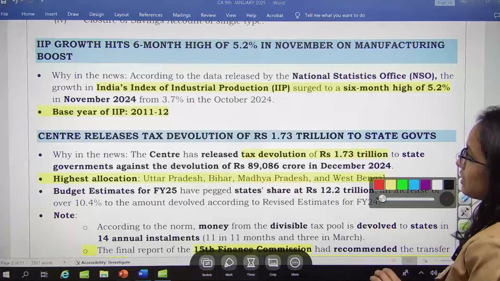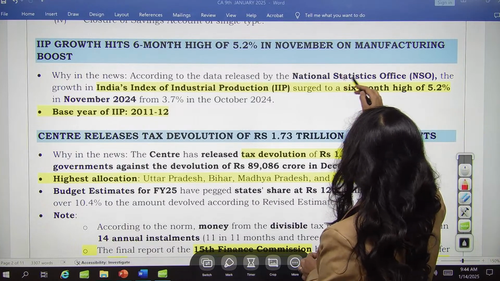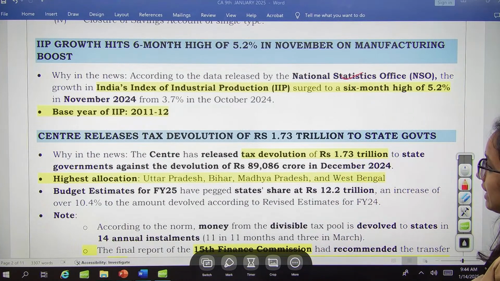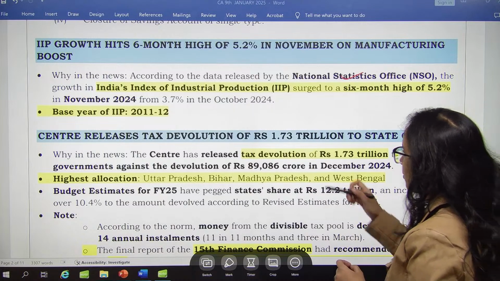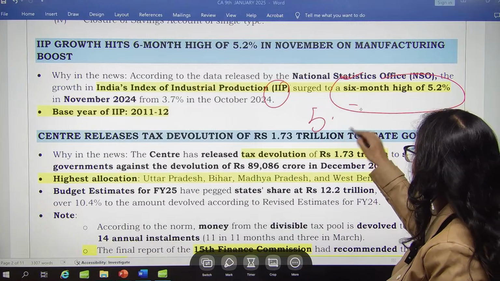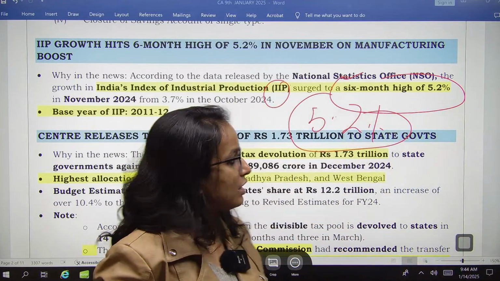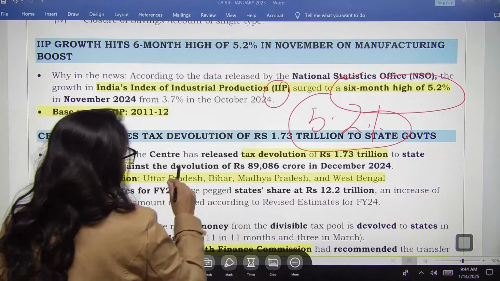Then next we have, according to data released by NSO, the National Statistics Office under MOSPI, India's Index of Industrial Production, IIP, has surged to a 6-month high of 5.2%. Now this can be important because this is a 6-month high, right? 5.2% in November from 3.7.